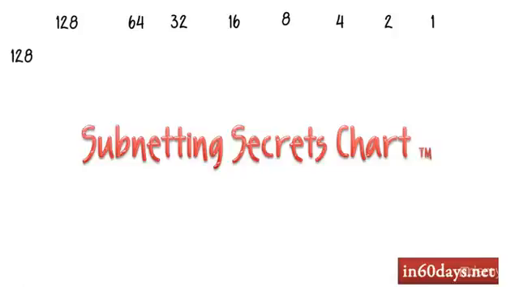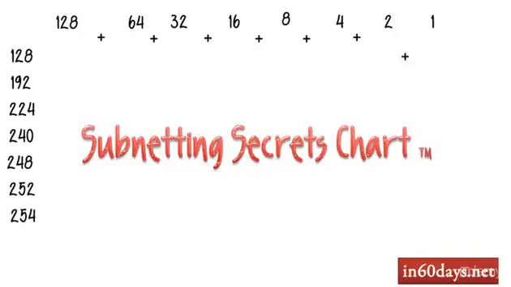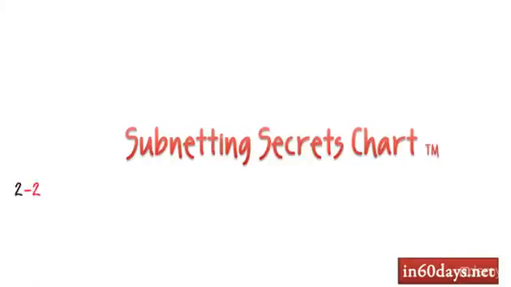And then you take the first value, 128, and you add the next value to the right. So if you add 64 to 128, it gives you 192. If you add 32, it gives you 224. If you add 16, it gives you 240, and so on. If you add all these bits together, it basically gives you 255. So this is the first part of your subnetting secrets chart. This is actually the top part of the chart, as you'll see in a moment.